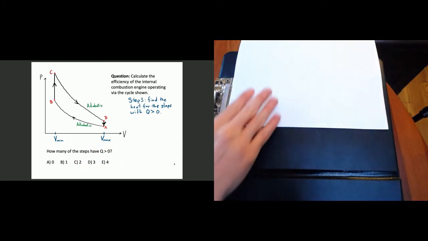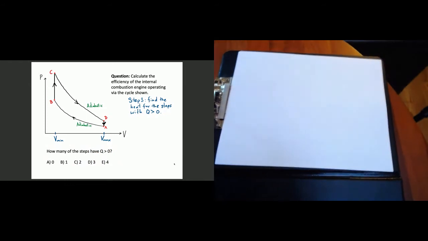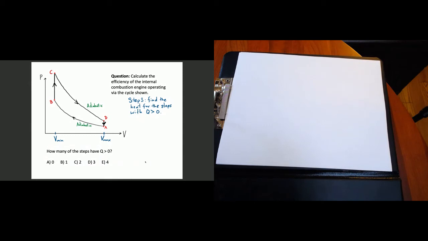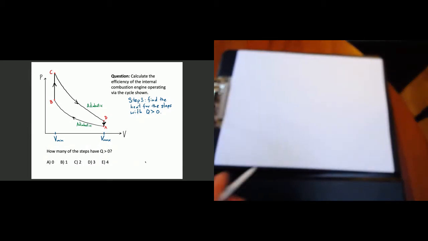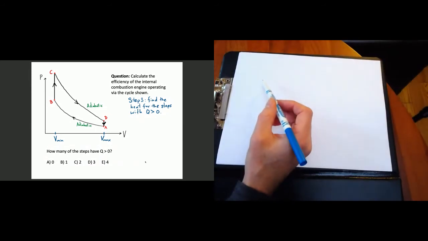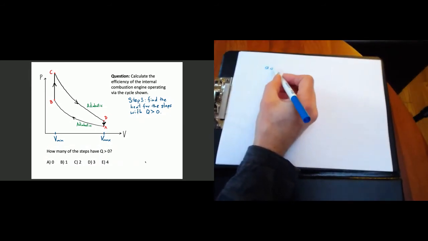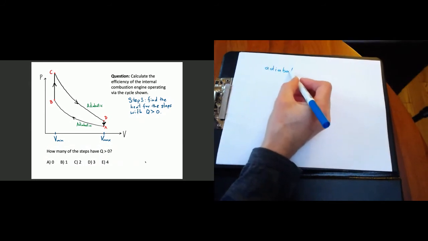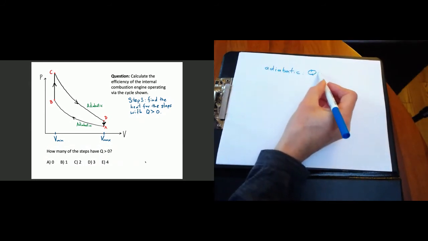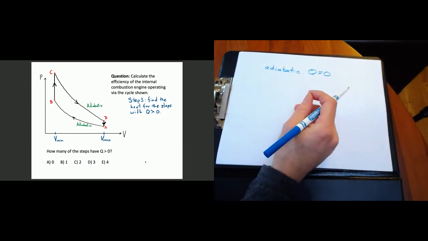Finally, we need to calculate the heat, specifically for the processes where heat is positive. And so we can first ask the question, how many of these steps have Q greater than 0? So take a minute to think about that while you pause the video, and then we'll discuss it. Okay, so what we know is that for the adiabatic processes, then Q is equal to 0. And so actually we only have to worry about the process B to C and the process D to A.